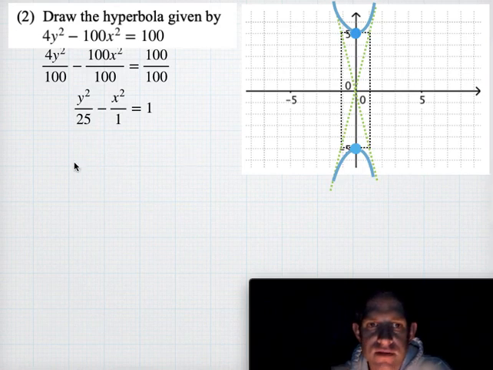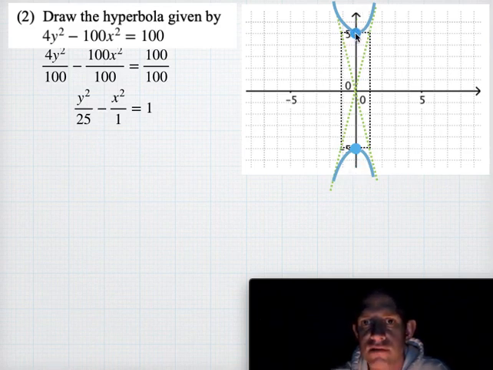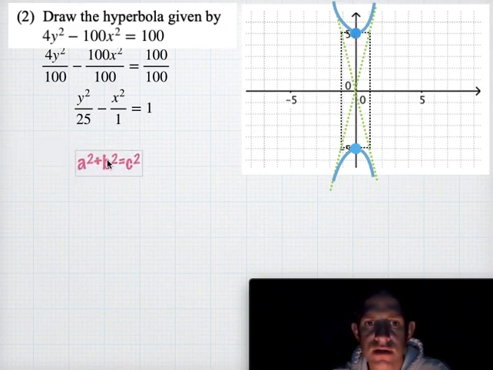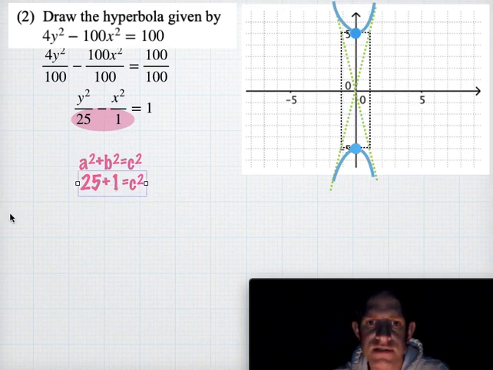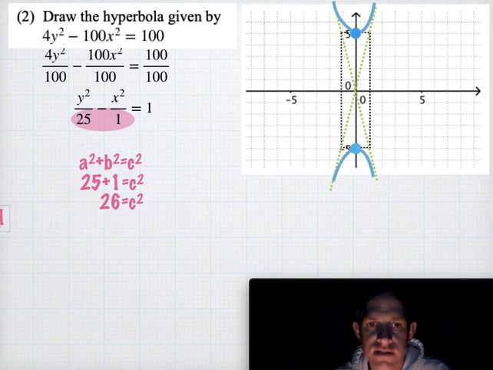Last thing, they didn't specify it in here, but if we wanted to find the focus points, I know they're going to be somewhere vertically oriented, but how high up and above these are they? And so to calculate that, we need to use the focal length equation, a squared plus b squared equals c squared. So that's going to be looking at these numbers. And so that's 25 plus 1 is c squared. That means 26. And if I take the square root of both sides, c is approximately 5.1.